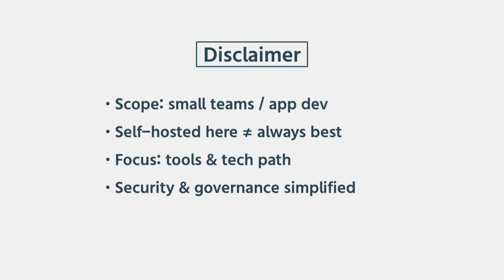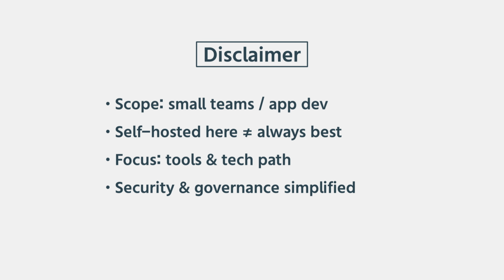Quick disclaimer before we go deeper. This series targets application development and small or solo teams. We're building an OSS self-hosted stack here, but that's not a universal prescription. Managed cloud services can absolutely be the right call as you scale. Our focus is the technology path: wiring components, showing configuration, and making data flow. We intentionally gloss over full-strength security hardening, governance processes, and organizational roles. Treat what you see as a learning baseline you can harden later, or even migrate from if you decide to adopt managed services. For a production-grade platform, consult additional references on security, governance, and operational maturity.